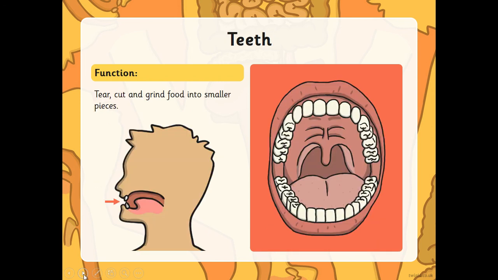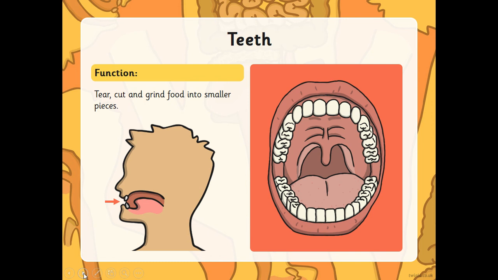Then we have the teeth. Now the job of the teeth we're going to look at in more detail as well over the next few lessons. But your main function of the teeth is to tear, to cut and to grind the food into smaller pieces. Okay, and you can see different types of teeth have different jobs as well, which again, like I said, we'll go into in more detail over the next few lessons.